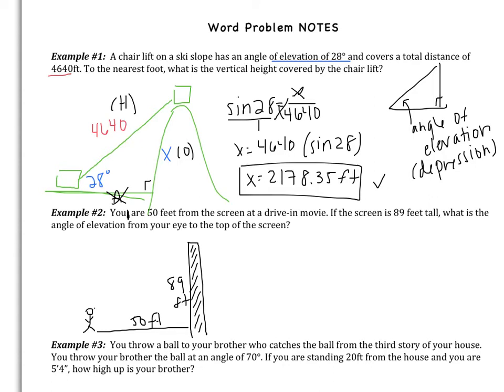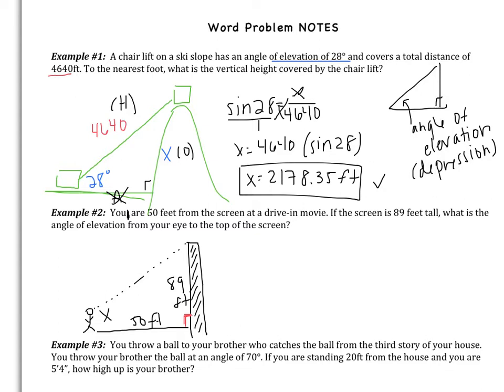Well, here's my eye. It's looking at the top of the screen. Here would be the angle of elevation. Again, angle of elevation, angle of depression are always going to go in the same spot. So anytime you hear those two terms, the angle should go in the same spot. Now, this is a right triangle.